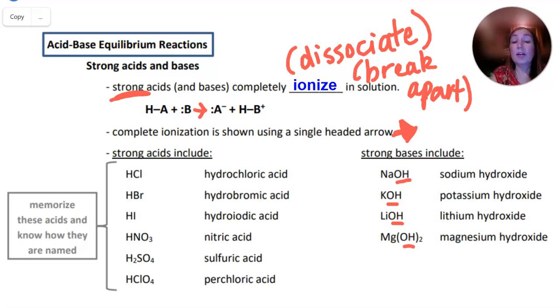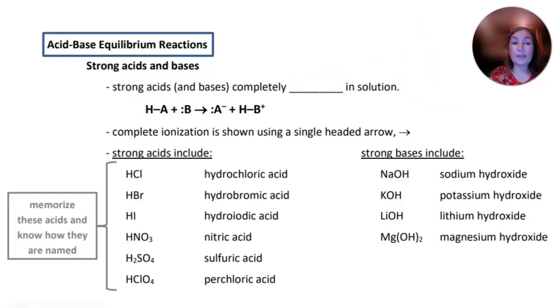They're hydrochloric, hydrobromic, and hydroiodic. So this is hydrogen combined with the halogens chlorine, bromine, or iodine. Then there's nitric, sulfuric, and perchloric. I was taught this little mnemonic device to help remember the 6 strong acids.